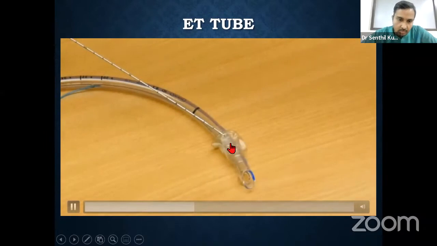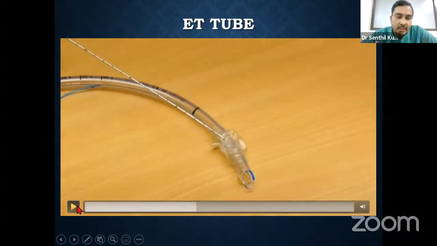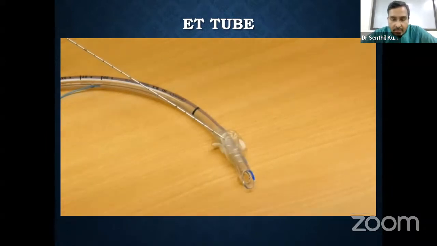Followed by this Murphy's eye, we have the most important part of the endotracheal tube, that is the cuff. There are a lot of discussions and theory behind the cuff. Initially, we were using red rubber tubes during our early anesthesia practice, which had a high pressure, low volume cuff. The main purpose of the cuff in an endotracheal tube is to provide an adequate seal so that there is less chance of aspiration of regurgitated contents. So the main purpose is preventing aspiration.